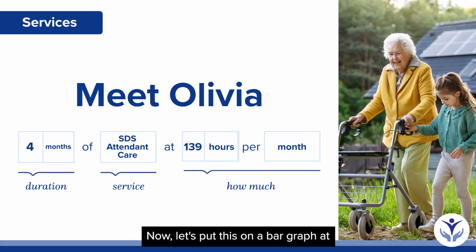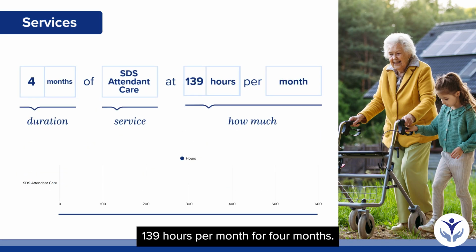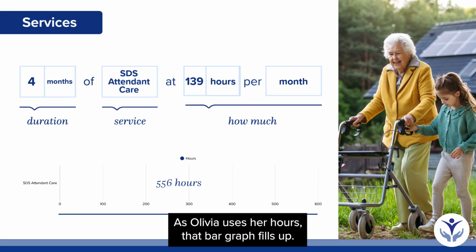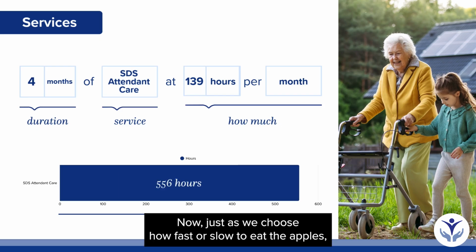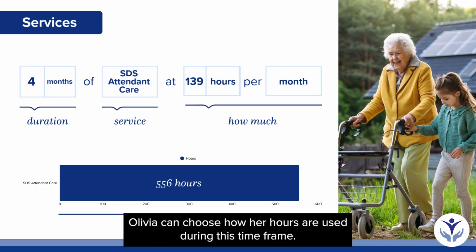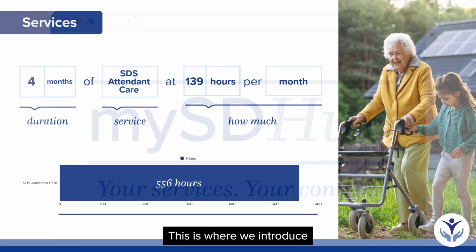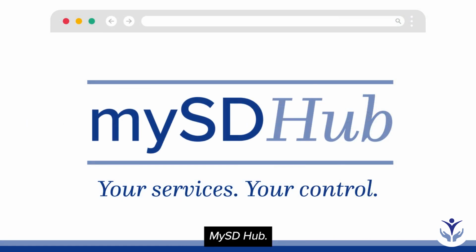Now let's put this on a bar graph at 139 hours per month for 4 months. We have a bar graph of 556 hours. As Olivia uses her hours, that bar graph fills up. Now, just as we choose how fast or slow to eat the apples, Olivia can choose how her hours are used during this time frame. This is where we introduce mySD Hub.